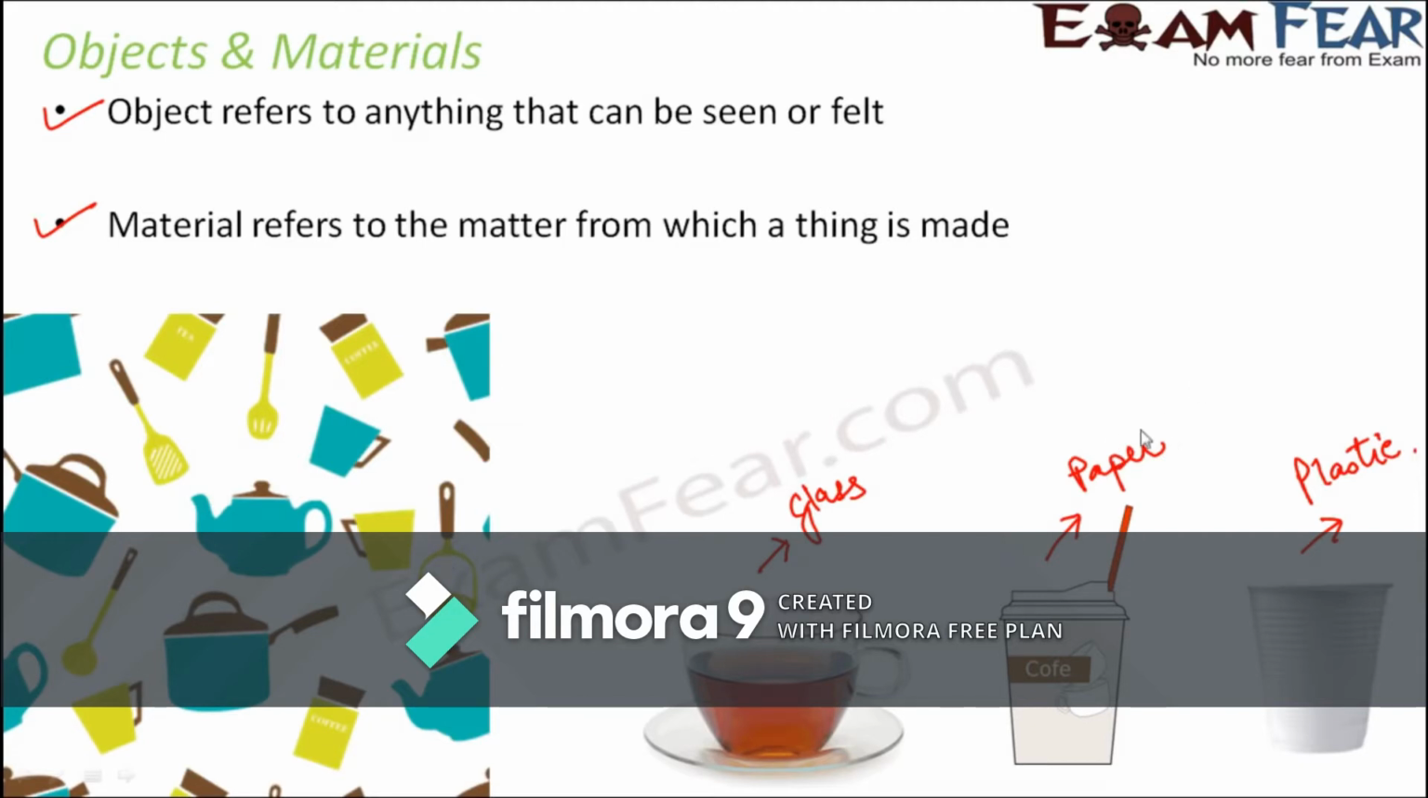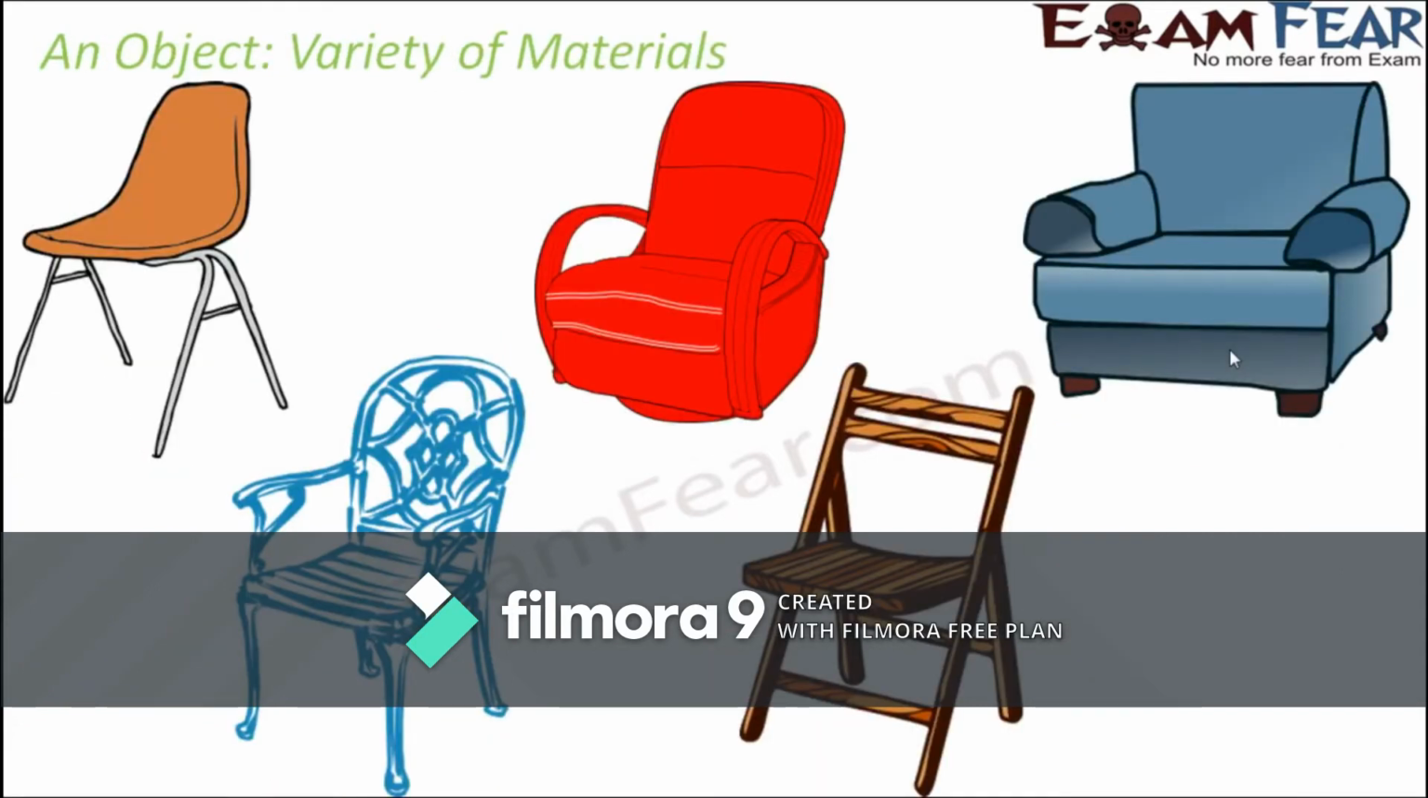For example, paper can be used to make a paper glass. Paper can also be used to make a book. Paper can also be used to make a notebook. Paper can also be used to make a paper boat. So basically, one particular material can again be used in different ways to make different objects. So this is how we distinguish objects from materials. It very clearly tells us that any particular object can be made up of a variety of materials.